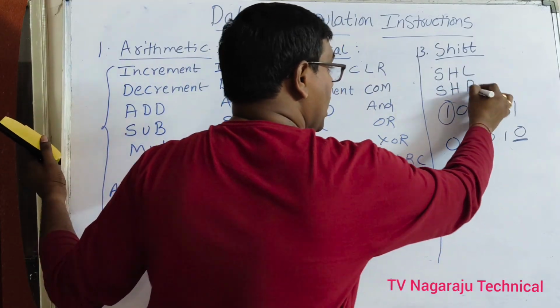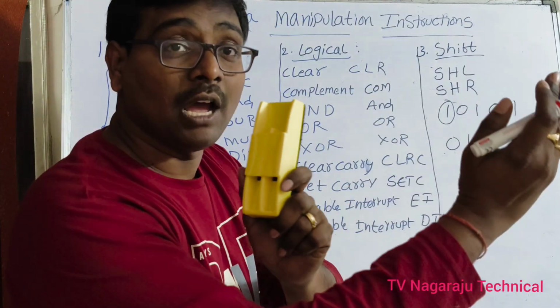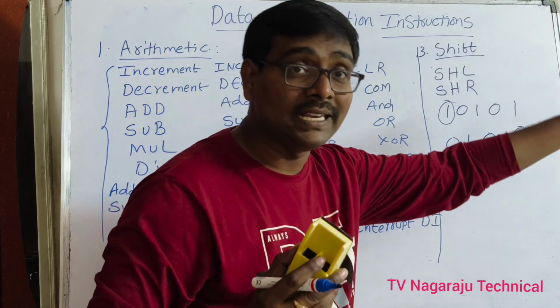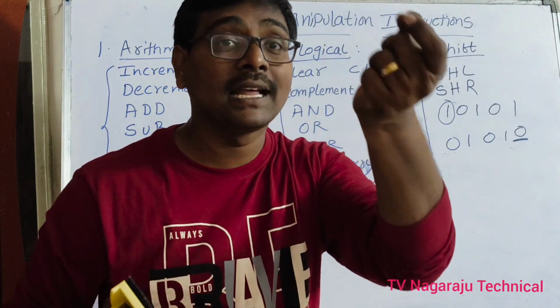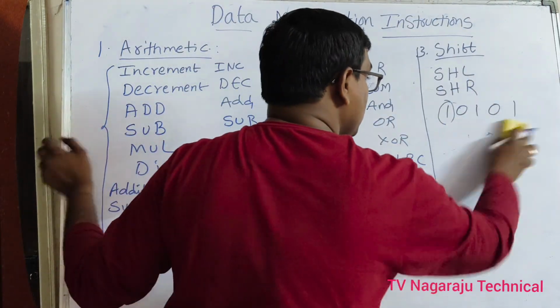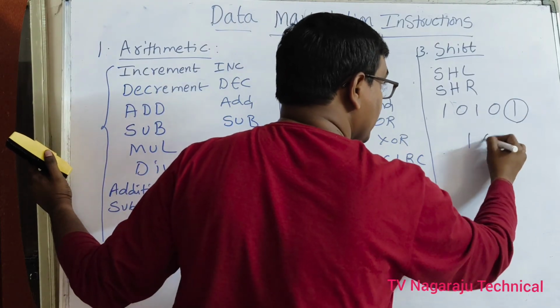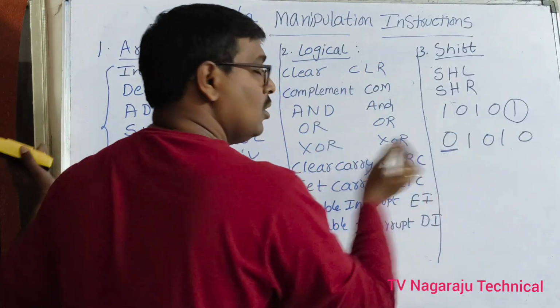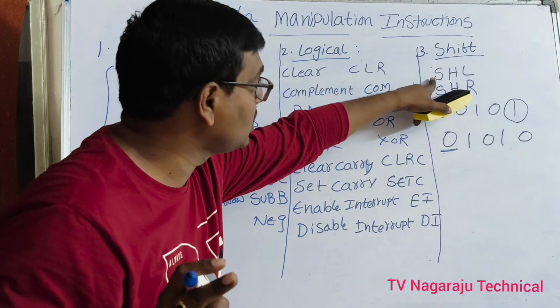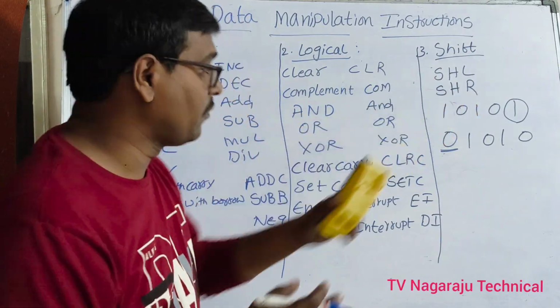Similarly, SHR, logical right shift operation. The bits move to the right side. In the sense we are losing the rightmost bit and 0 is included. Suppose this is the case, we are losing this bit, 1, 0, 1, 0, and 0 is added here. So logical shift left and logical shift right.